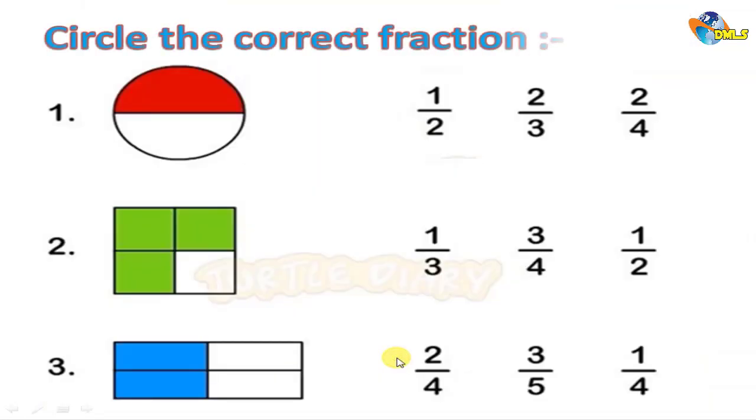Circle the correct fraction. Here, the first shape, we have a circle and it is divided in 2 equal parts and we have 1 colored part. So the fraction is 1 over 2. Here we have 1, 2, 3, 4 and 3 of them are colored. So the fraction is 3 over 4. Here we have 1, 2, 3, 4. We have 4 parts and 2 of them are colored. So the fraction is 2 over 4.